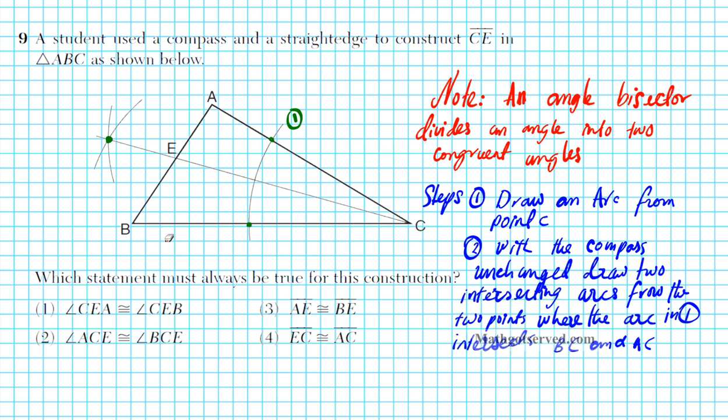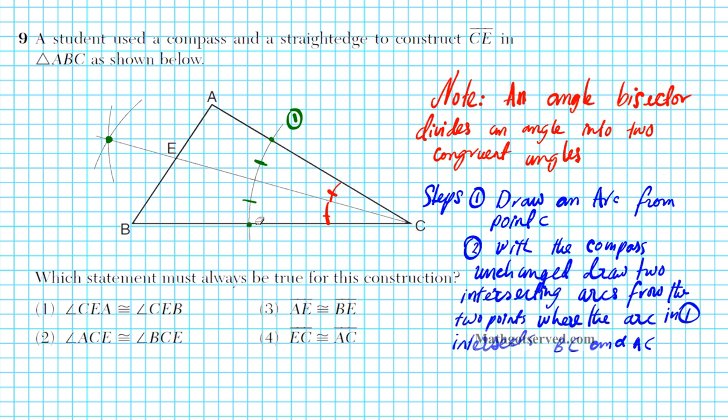Okay, so what he did is he basically bisected this angle. This angle right here is congruent to that angle right there. That is the procedure for bisecting angles. Now, if these two angles are congruent, what statement can we make?